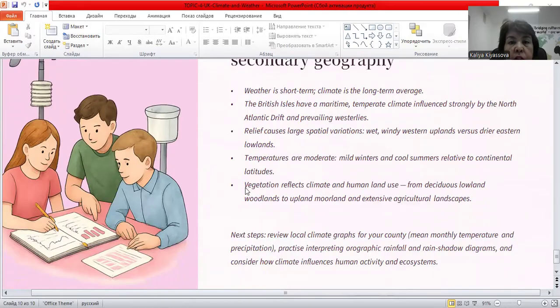So weather is short term, climate is the long-term average. The British Isles have a maritime temperate climate influenced strongly by the North Atlantic Drift and the prevailing westerlies. Relief causes large spatial variations in vegetation: wet, windy western uplands versus drier eastern lowlands. And what about temperature and vegetation?